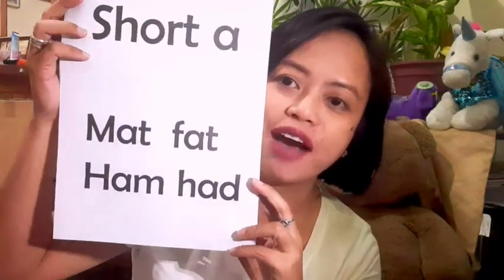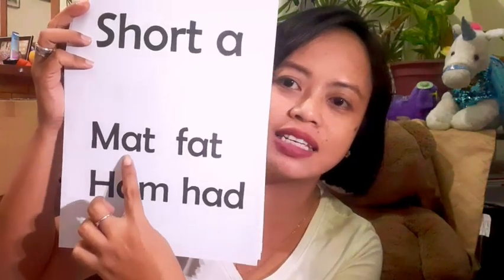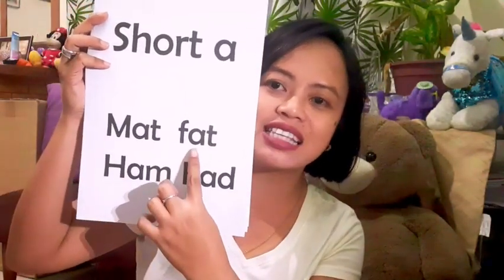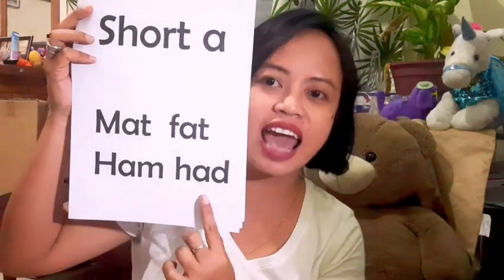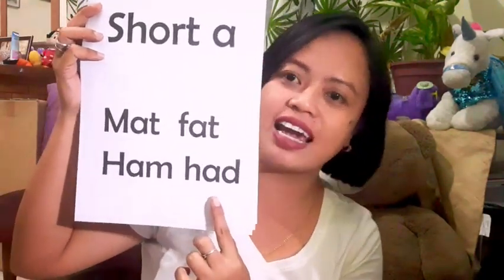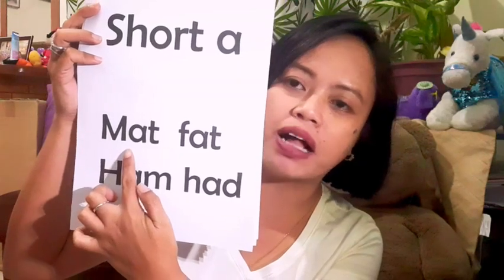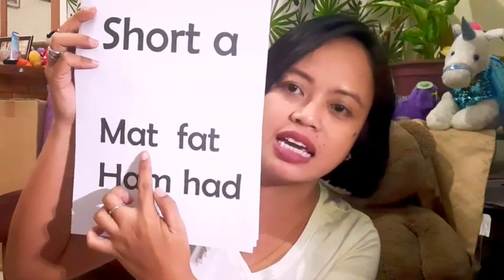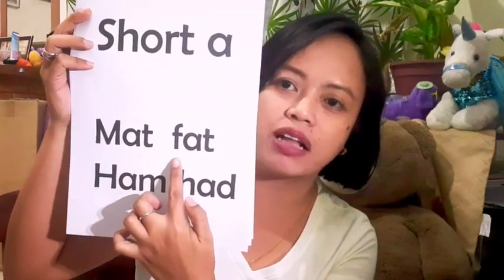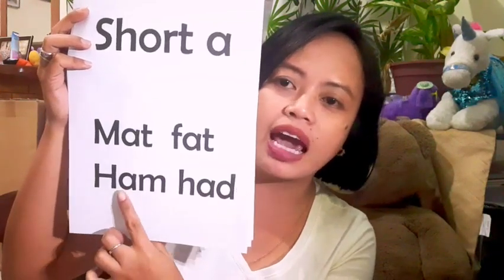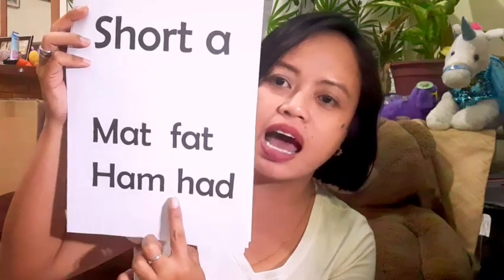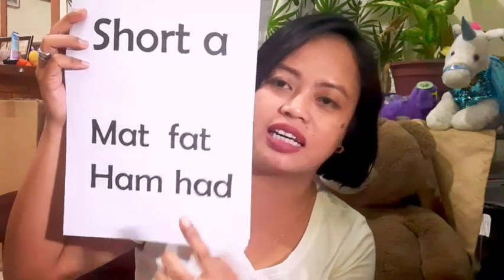Okay, we have mat, fat, ham, and hat. Okay, for mat, it spells as M, A, and T. For fat, it spells as F, A, T. Ham, H, A, M. Hat, H, A, T.